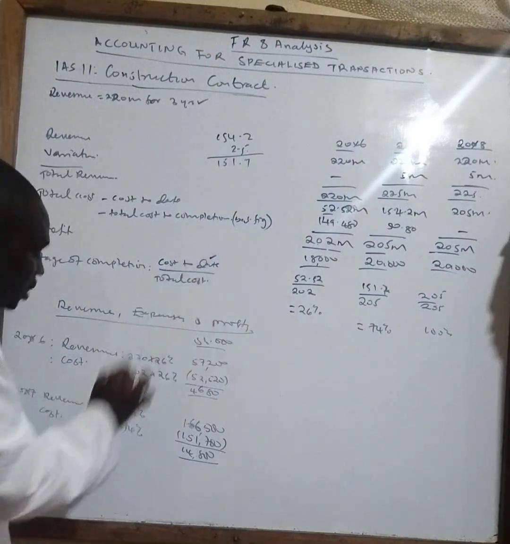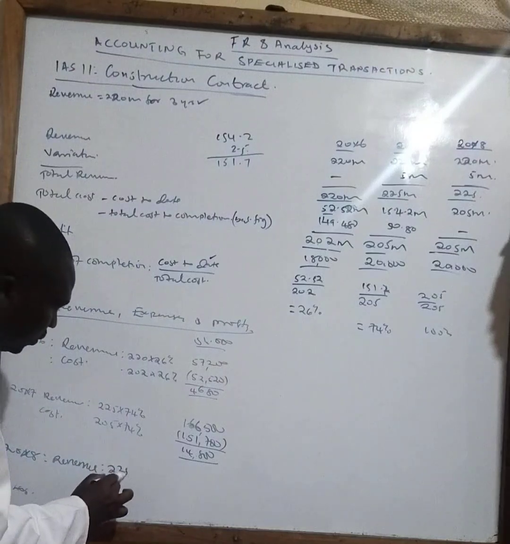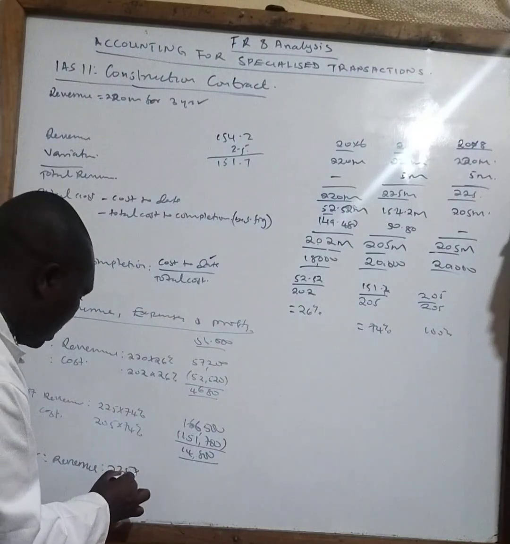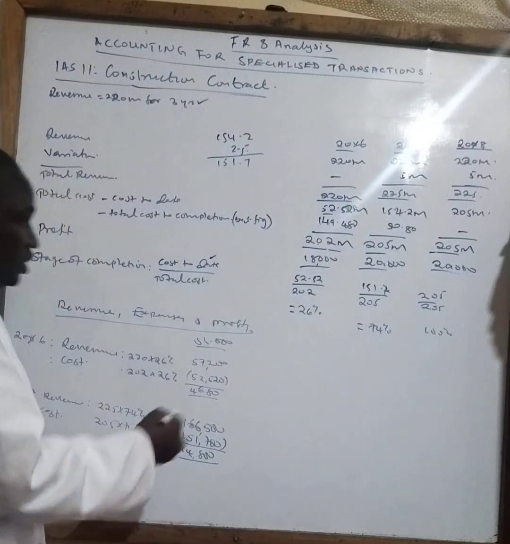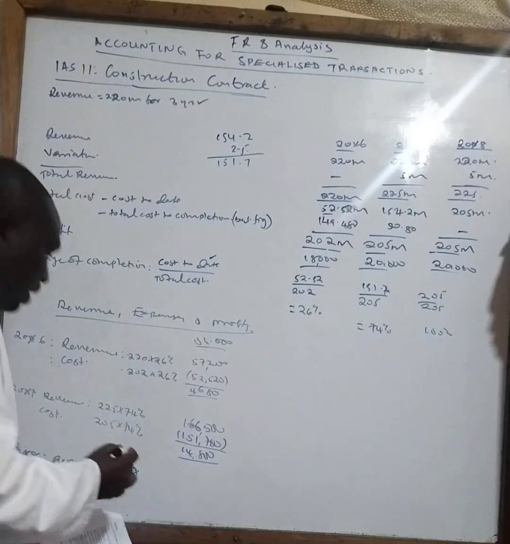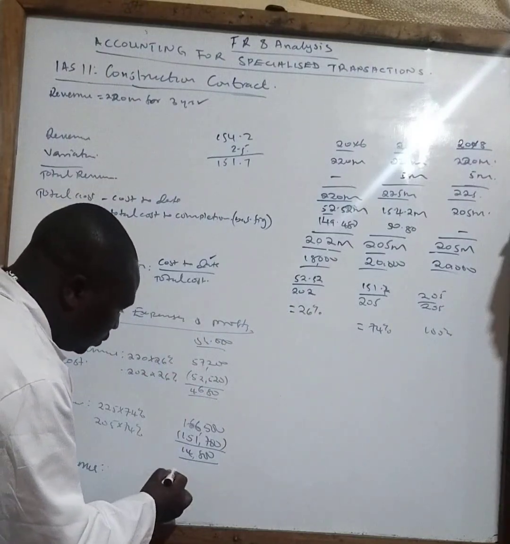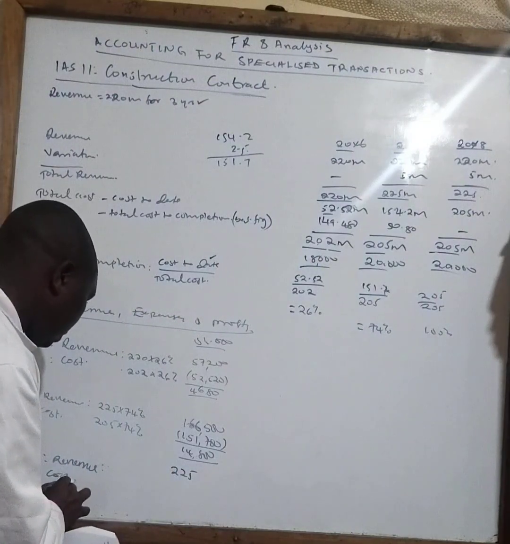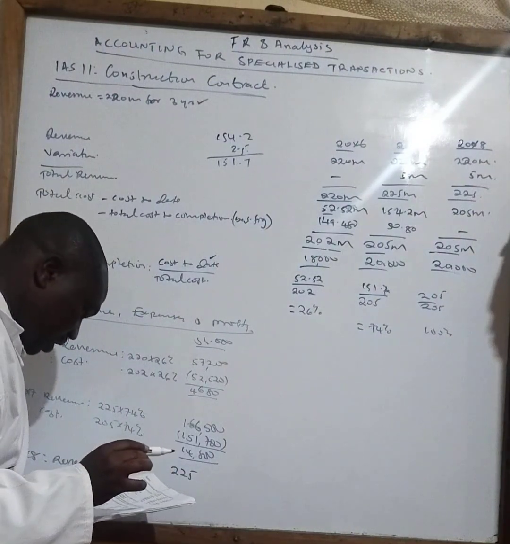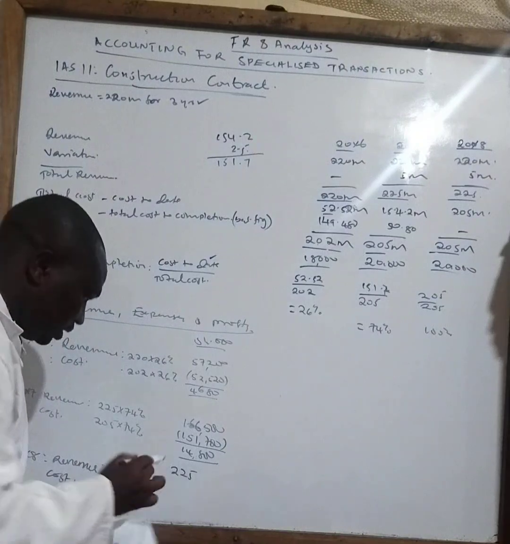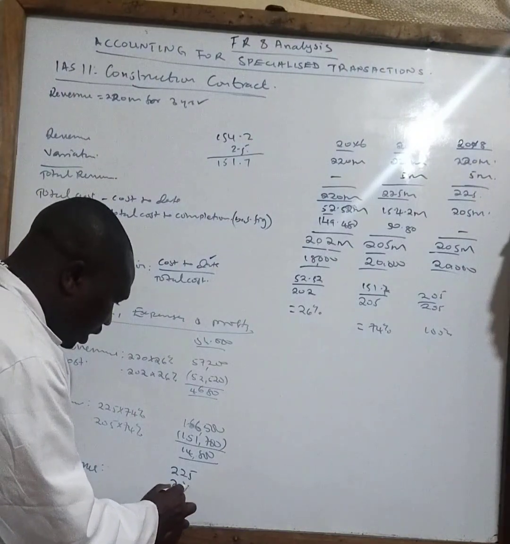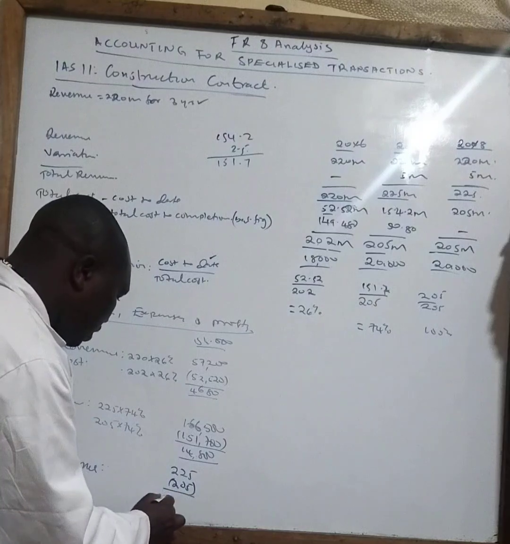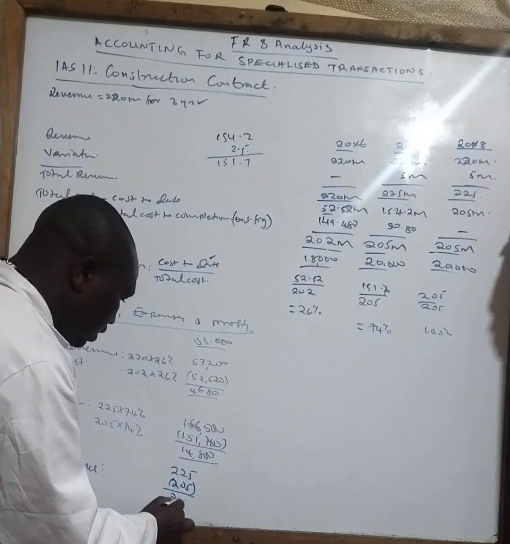Revenue there is 225 times what percentage? 100%. So it's just 100%, which means it will remain the same. Revenue there of 225. Then cost, for that matter, you get 100% still is 205. So if you subtract, you get what? 20,000.